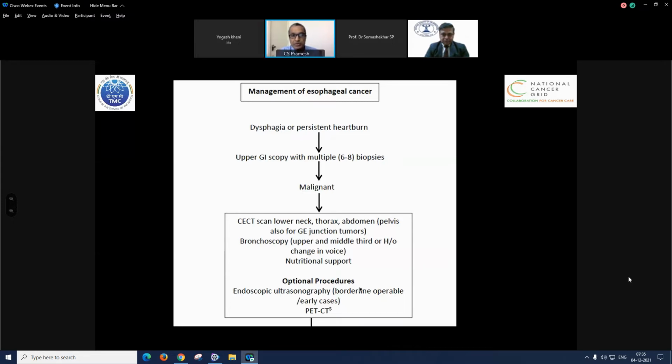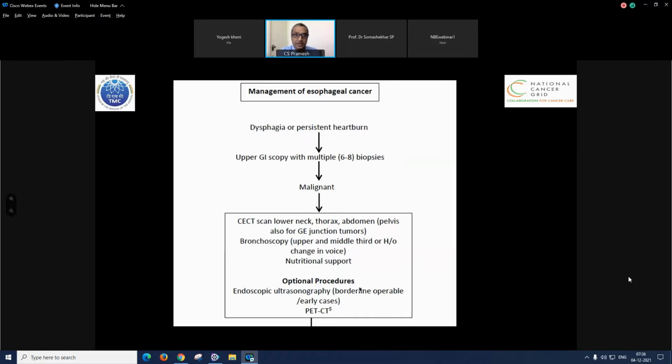So any patient with dysphagia or persistent heartburn requires an upper GI scopy. A couple of decades back, the investigation of choice used to be a barium swallow, but we have moved away from this for very specific reasons. The fact that barium swallow does not pick up very, very early disease, and in patients with confirmed disease on barium swallow, anyway, you require an upper GI scopy. So the barium swallow has now become more or less a redundant investigation as far as the diagnosis of esophageal cancer is concerned.